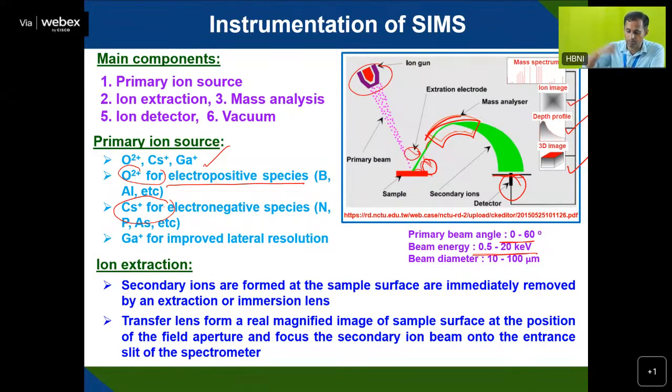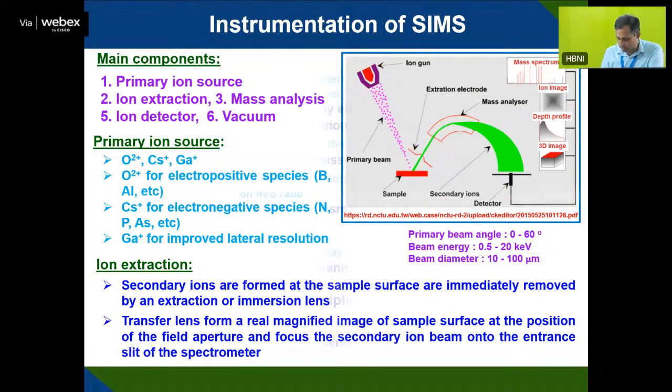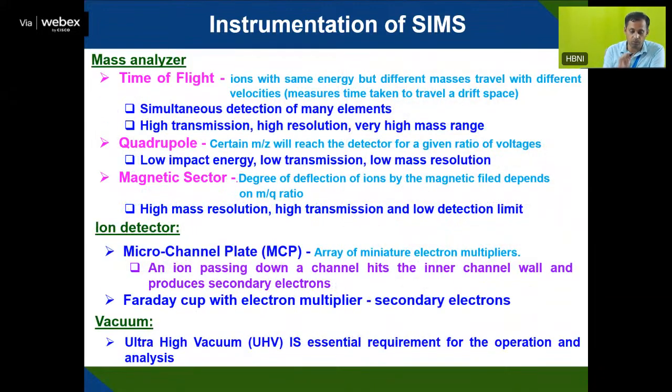That ion extractor immediately takes out the secondary ions and transfers them to the mass analyzer. So you have these five components mainly required, and it is used in a vacuum. And then the role of the mass analyzer is to analyze the secondary ions based on three techniques.